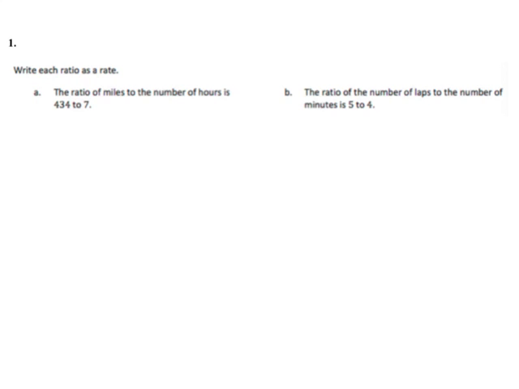So today we are looking at unit rates again, and we are trying to figure out how to use them. First, let's write each ratio as a rate. The ratio of miles to the number of hours is 434 to 7. Go ahead and write that as a ratio. The ratio you should have written was 434 to 7, and miles to hours. Remember, you can't change the order. So miles, hours, 434, 7.